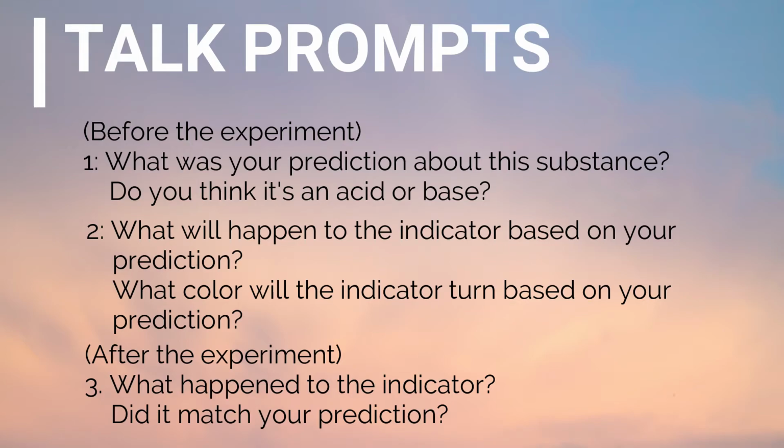Are we wrong? Yes, but that's okay, because now we have more evidence. We can change it. I used to think, my prediction was, that baking soda was an acid. Now that I have more information, now that I have evidence, I see that I need to revise my claim. I need to change my prediction. So now, based on my evidence, I know that baking soda must be a base.